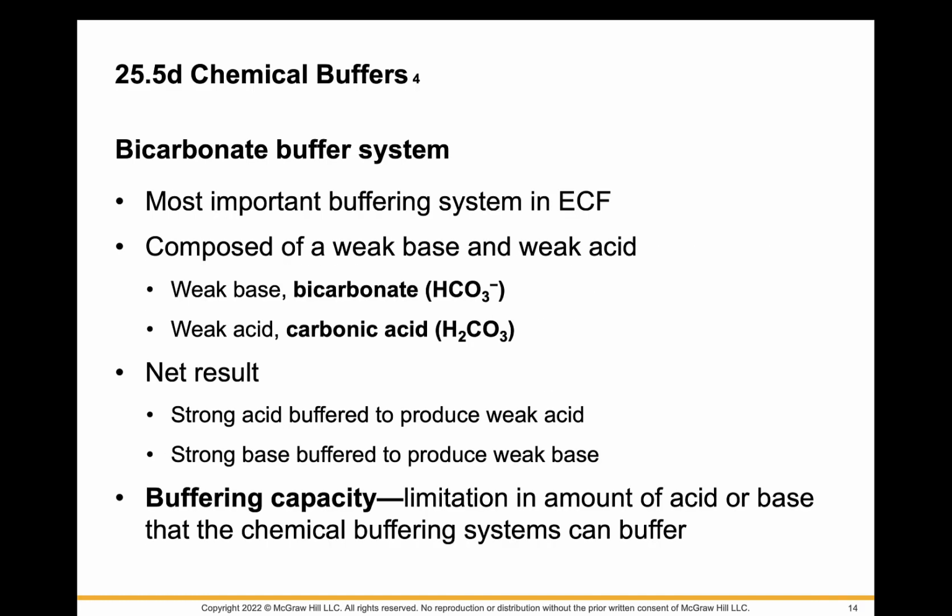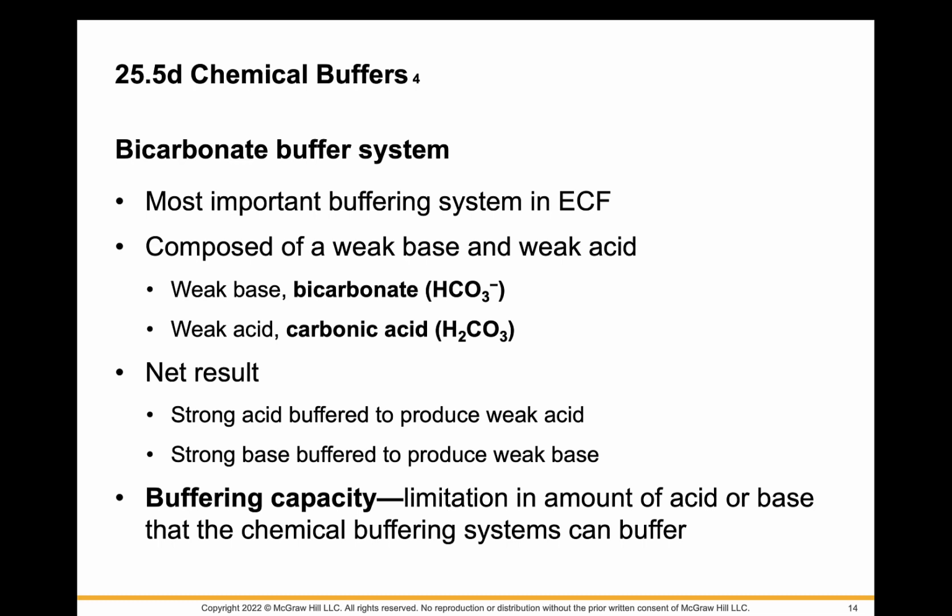Now, bicarbonate, this is what we've addressed previously. It is the most important buffering system within the extracellular fluid, and we're talking about a weak base and weak acid. The weak base is bicarbonate, and the weak acid is carbonic acid. The net result is strong acid buffered to produce weak acid, whereas strong base is buffered to produce a weak base.